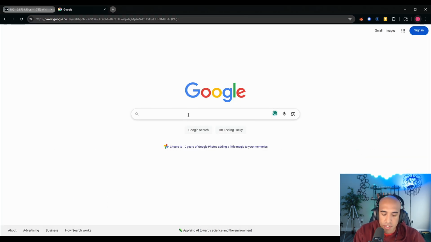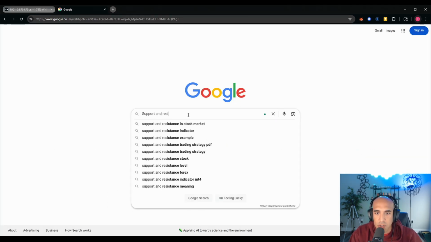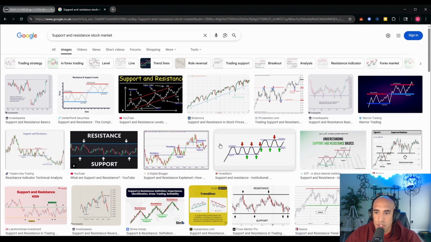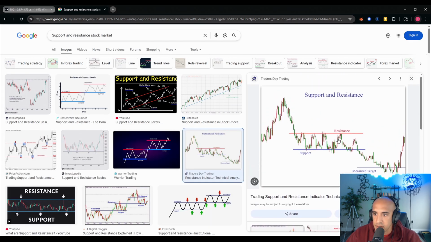What is support and resistance? So we can do a basic Google search on this. We can type in support and resistance. Let's just say stock market. Okay. And support and resistance, it's usually marked with the highs and lows on the chart. So here's support and resistance. Here's a really good example.